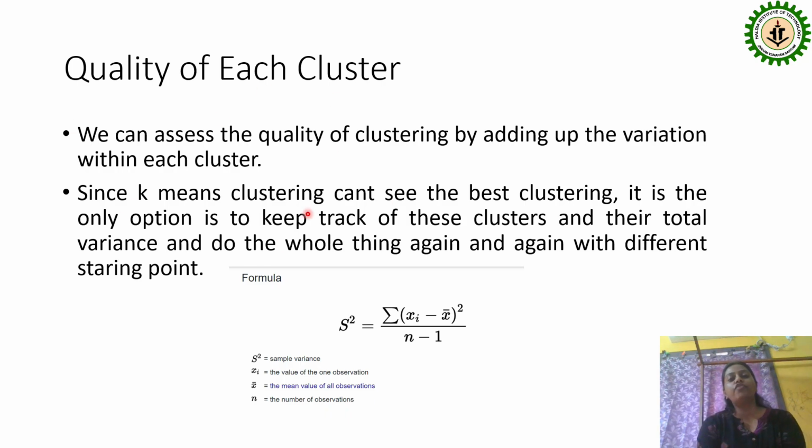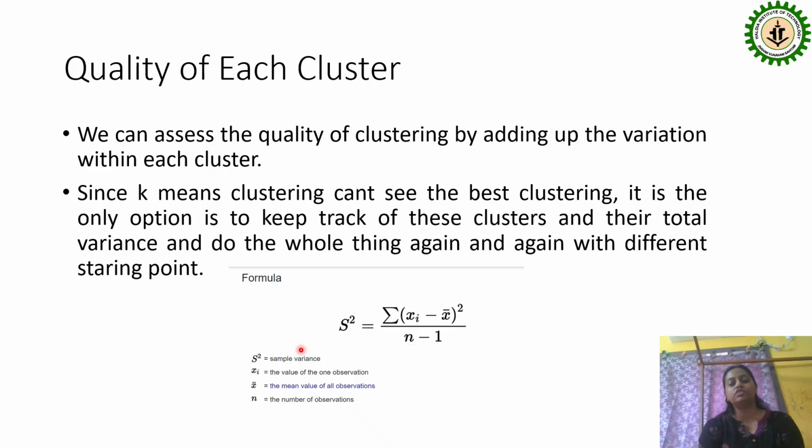Now, how do we check the quality of each cluster? This is the formula. We can assess the quality of clustering by adding up the variation within each cluster. Since K-means clustering cannot find the best clustering by itself, the only option is to keep track of these clusters and their total variance, and run the whole process again and again from different starting points. Now, this is the variance formula, where x_i is the data point, minus the center of the cluster, and n is the number of data points.